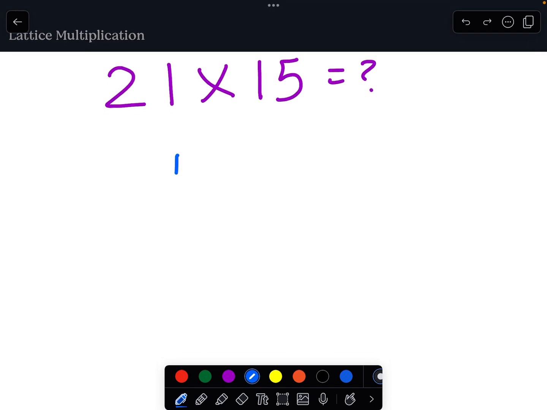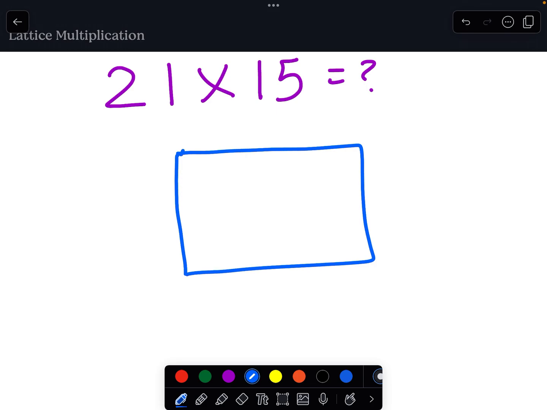I'm going to do that by drawing a box or a rectangle. I know I need space for 2 numbers there, and then space for 2 numbers here. So let's do it. Let me make these lines straight. I guess it doesn't have to be perfect.